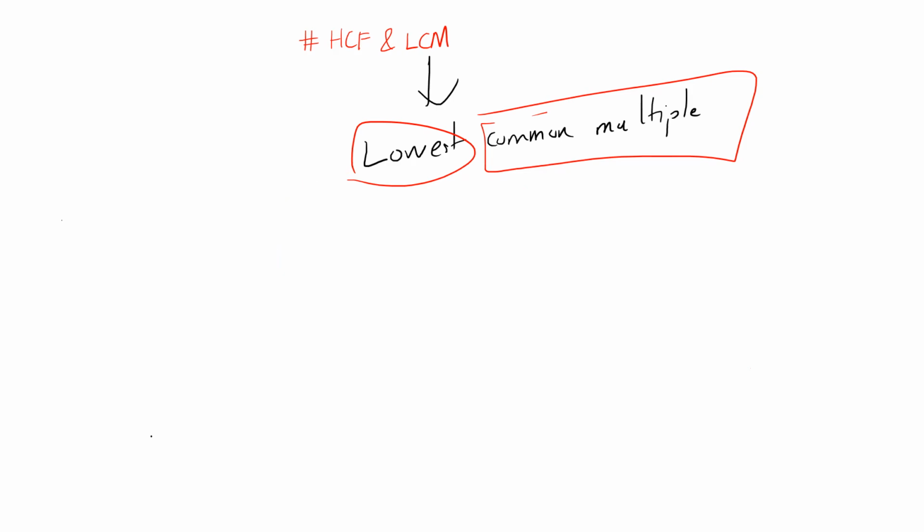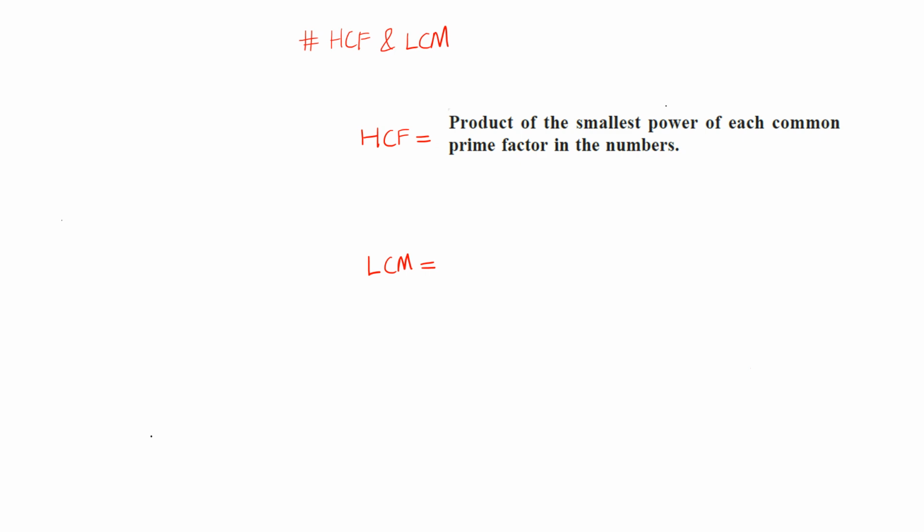If you already know this, you can skip this part. Okay, but don't skip right now. Now we are coming to the definition of HCF and LCM. So let me first define how to find HCF and LCM using the prime factorization technique. HCF is the product of the smallest power of each common prime factor in the numbers.